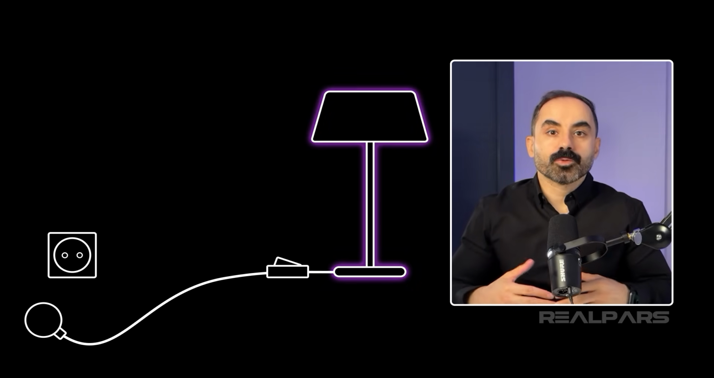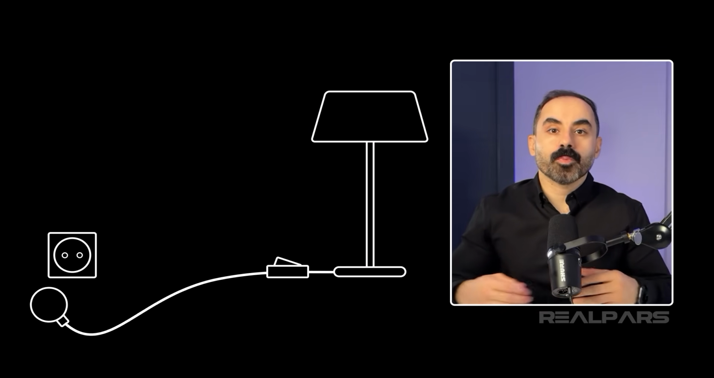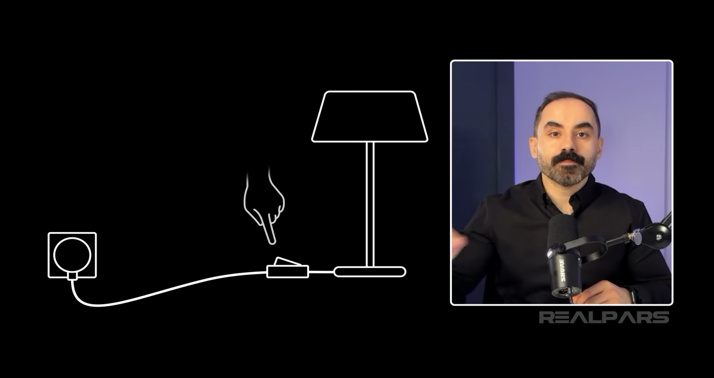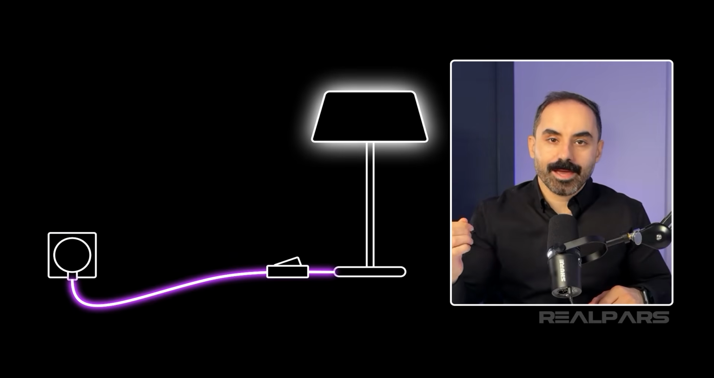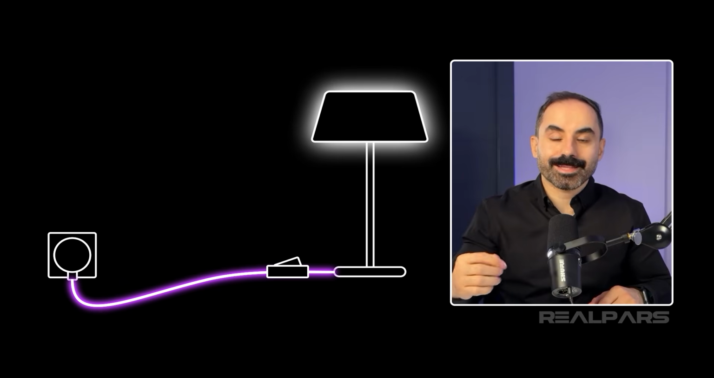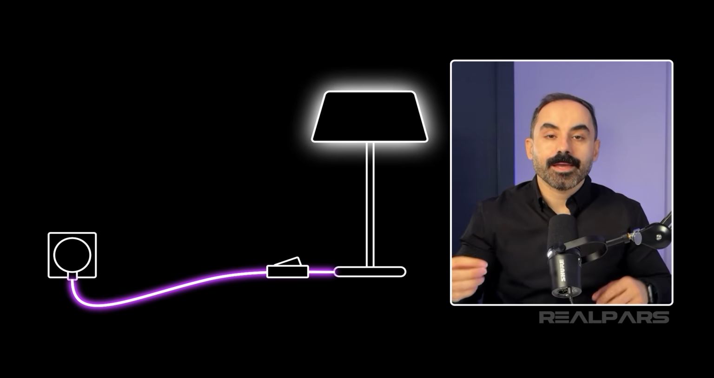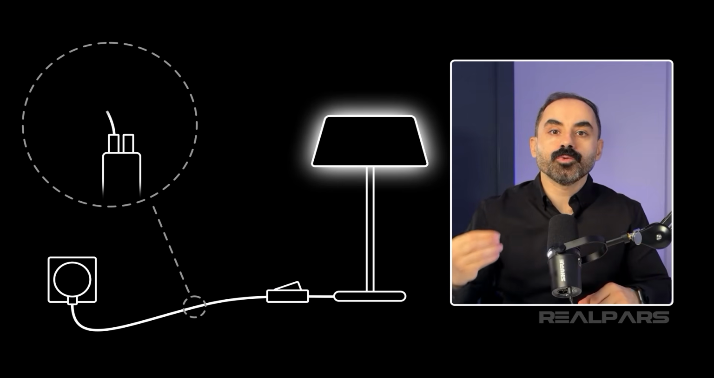Let's say that you have a floor lamp in your living room. To turn this floor lamp on, you plug it into the wall and flip the switch, and the lamp turns on. Now, what you take in your hand and plug into the wall outlet is a cable. Inside this cable, there are two wires.